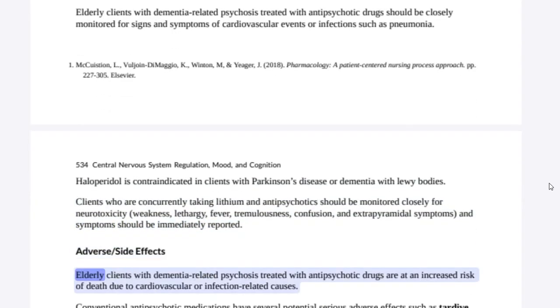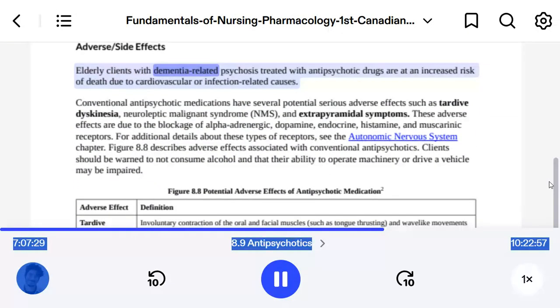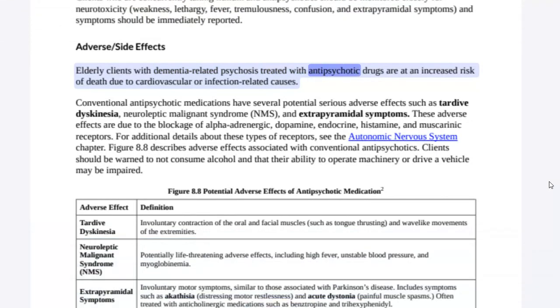Adverse side effects. Elderly clients with dementia-related psychosis treated with antipsychotic drugs are at an increased risk of death due to cardiovascular or infection-related causes. Conventional antipsychotic medications have several potential serious adverse effects, such as tardive dyskinesia, neuroleptic malignant syndrome, and extrapyramidal symptoms. These adverse effects are due to the blockage of alpha-adrenergic, dopamine, endocrine, histamine, and muscarinic receptors. For additional details about these types of receptors, see the autonomic nervous system chapter.